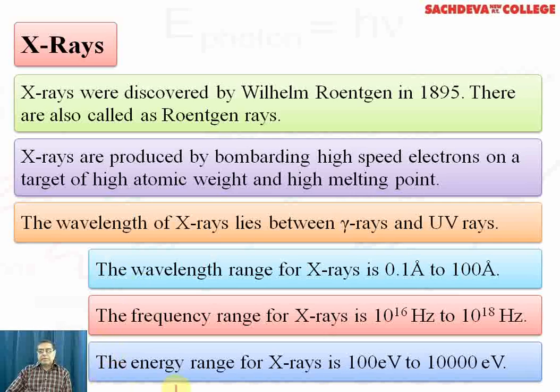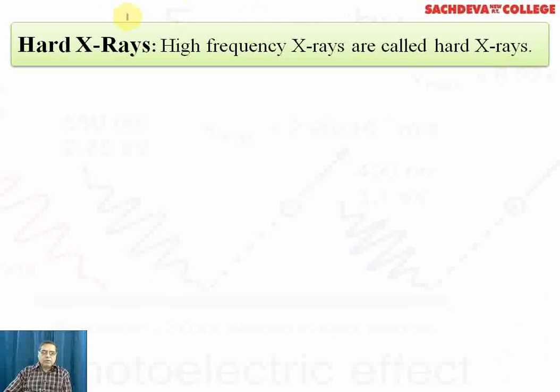We will find that the frequency range is this much, and the energy range of X-rays is about 100 eV to 10,000 electron volts. Electron volt is the smallest unit of energy, and 1 electron volt is equivalent to 1.6 times 10 to the power minus 19 joules, or 1.6 times 10 to the power minus 12 ergs, where 1 joule is 10 to the power 7 ergs.